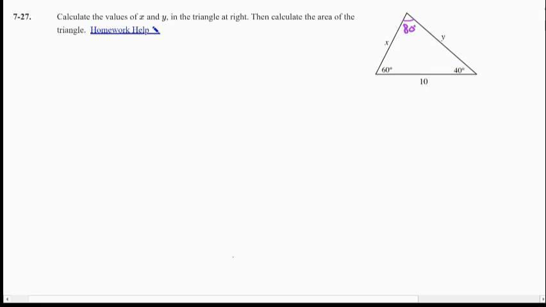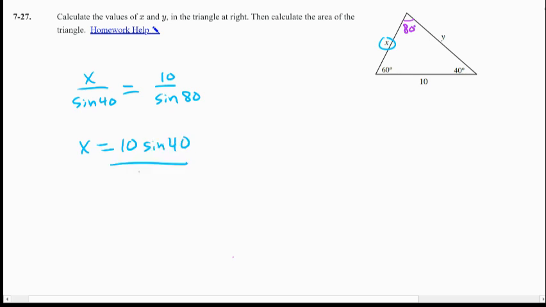The reason that's helpful is now I can use the law of sines to help me find one of these values. So I'm going to solve for x first. I have x over sine of 40, which is equal to 10 over sine of 80. Then I plug this in, 10 times sine of 40 over sine of 80, making sure my calculator's back in degrees because this equation here is giving me degrees.